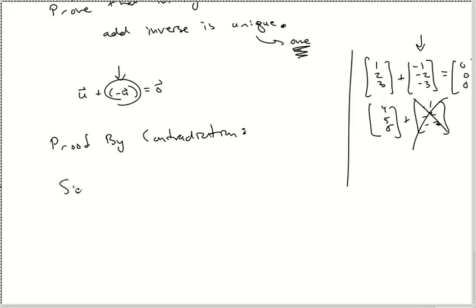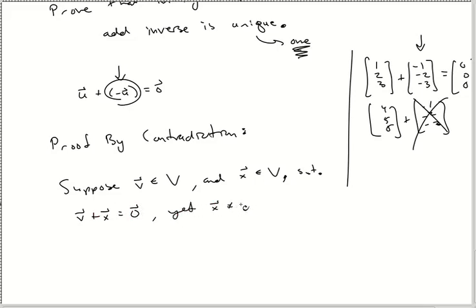Okay. So suppose that v vector is an element of this V space that they're talking about. And let's make an x vector also part of V, such that my v plus the x is equal to 0, yet x is not equal to negative v. Okay?